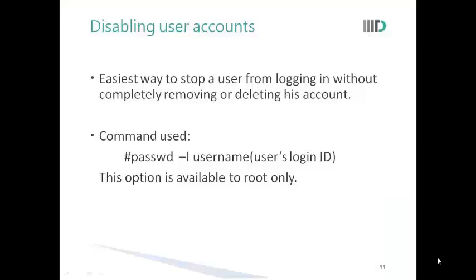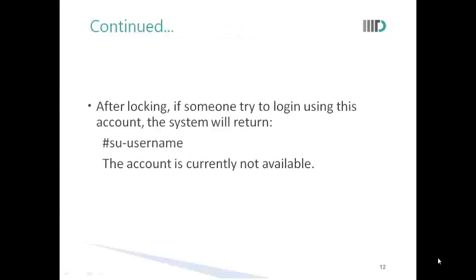Disabling user accounts. The easiest way to stop a user from logging in without completely removing or deleting his account is passwd -l username. This option is available to root only. After locking, if someone tries to log in using this account, the system will return: su username. The account is currently not available.